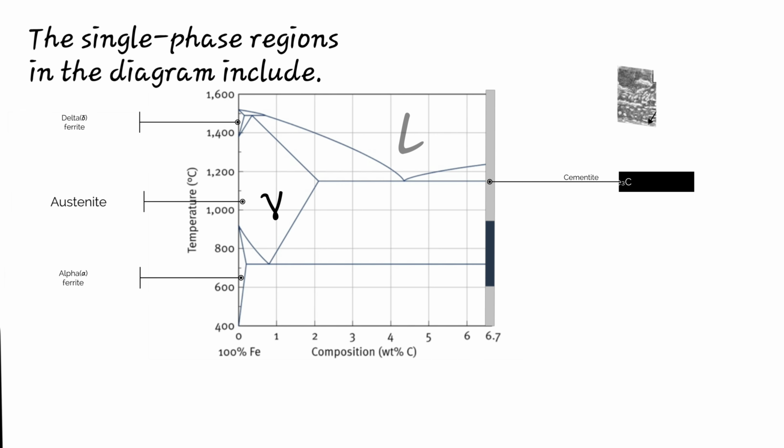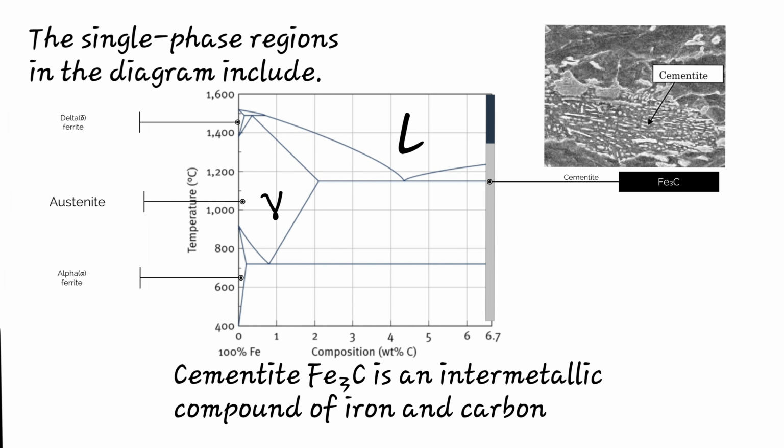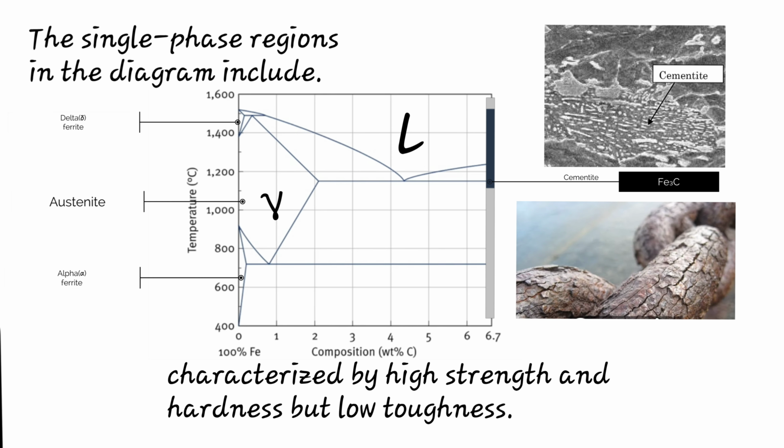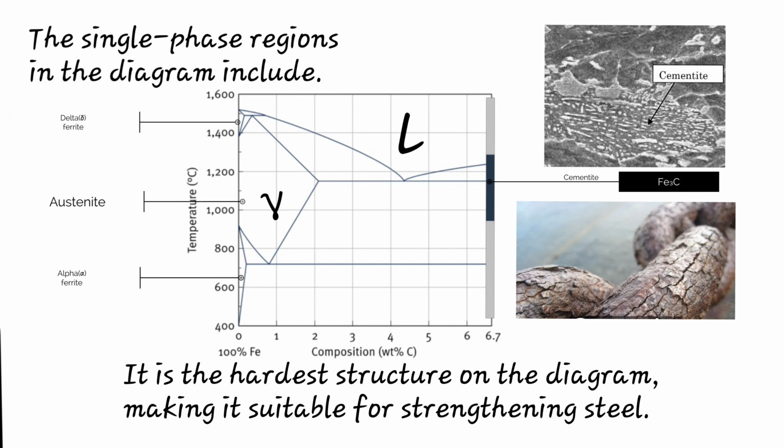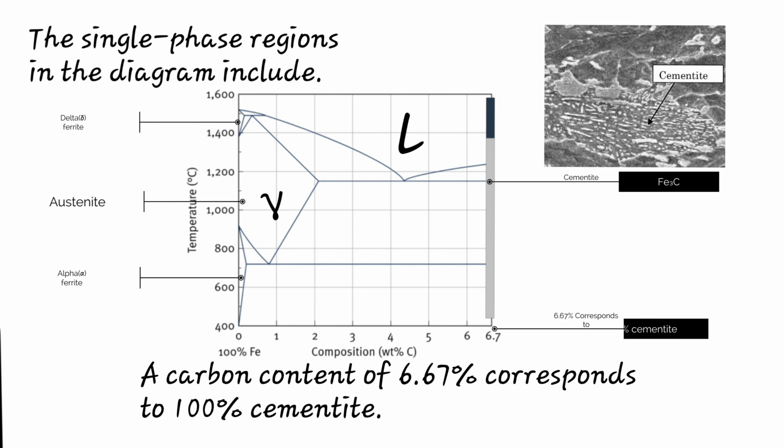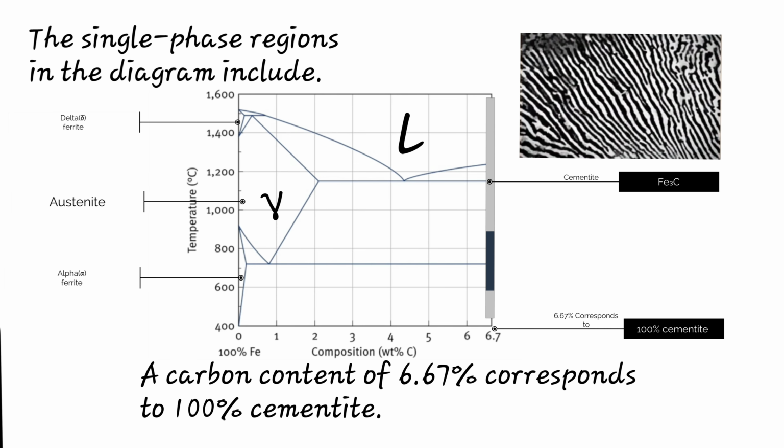5. Cementite phase. Cementite, Fe₃C, is an intermetallic compound of iron and carbon, characterized by high strength and hardness but low toughness. It is the hardest structure on the diagram, making it suitable for strengthening steel. A carbon content of 6.67% corresponds to 100% cementite.